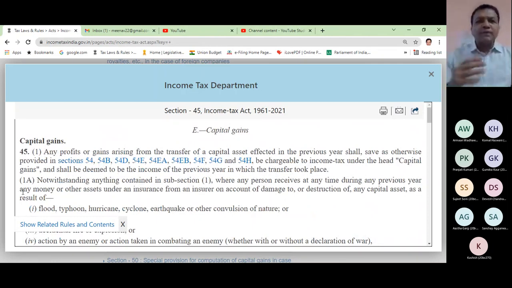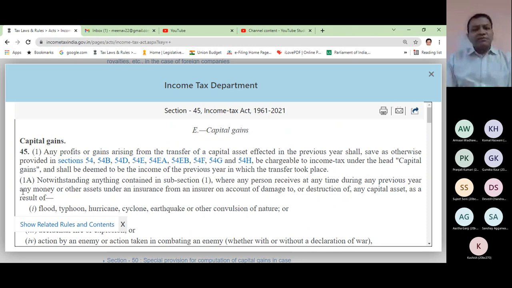When you have to compute capital gain, every subsection gives you different way of calculation and different type of calculation of capital gain. But in our course, we have to do only three subsections: 45.1, 45.1A and 45.1B. All other subsections are not relevant for our course. This is first thing. So I'm starting discussing with you these subsections.